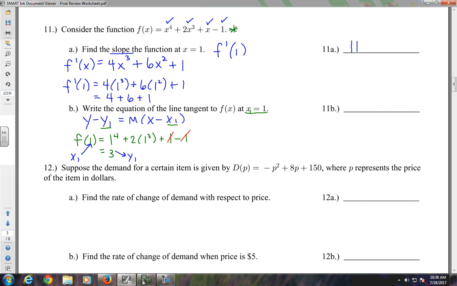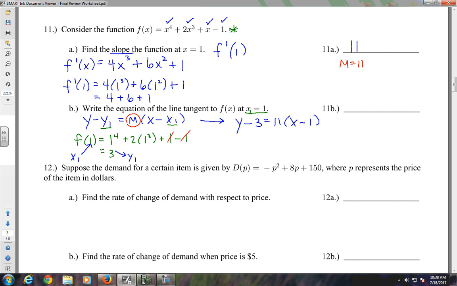The other thing that we need for this formula is the m. M represents slope, and we found that on the previous part to be 11. So now we're ready to plug all this information into our point-slope form. Remember, in point-slope form, the x and the y are the variables. They stay an x and a y. So we have y minus y1, we calculated that to be 3, equals slope m, that's 11, times x minus x1, which is given to be 1. All right, that's great progress.